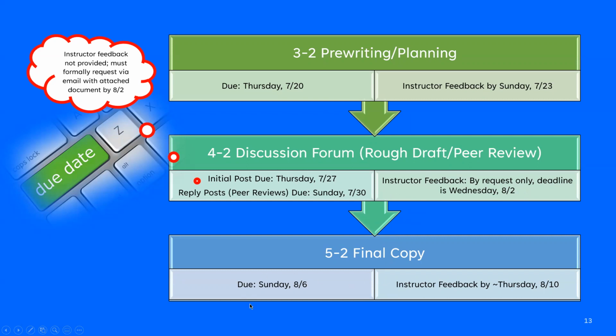The final copy of your paper is due Sunday of week 5. That's August 6th. And then again, I will try my best to grade those by Thursday, August 10th. That kind of just depends on how much other work I need to do. But I will try my best to get you feedback on the pre-writing and planning by Sunday of week 3, and then get your essays graded by Thursday of, that would be week 6.